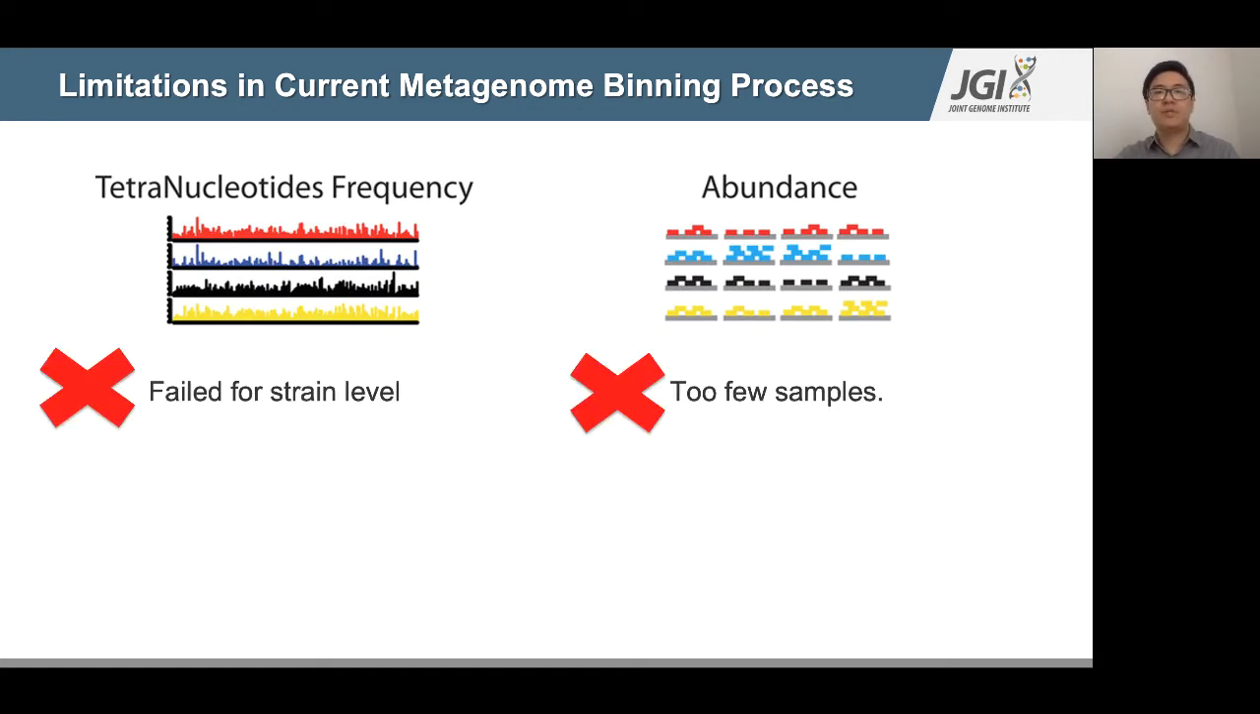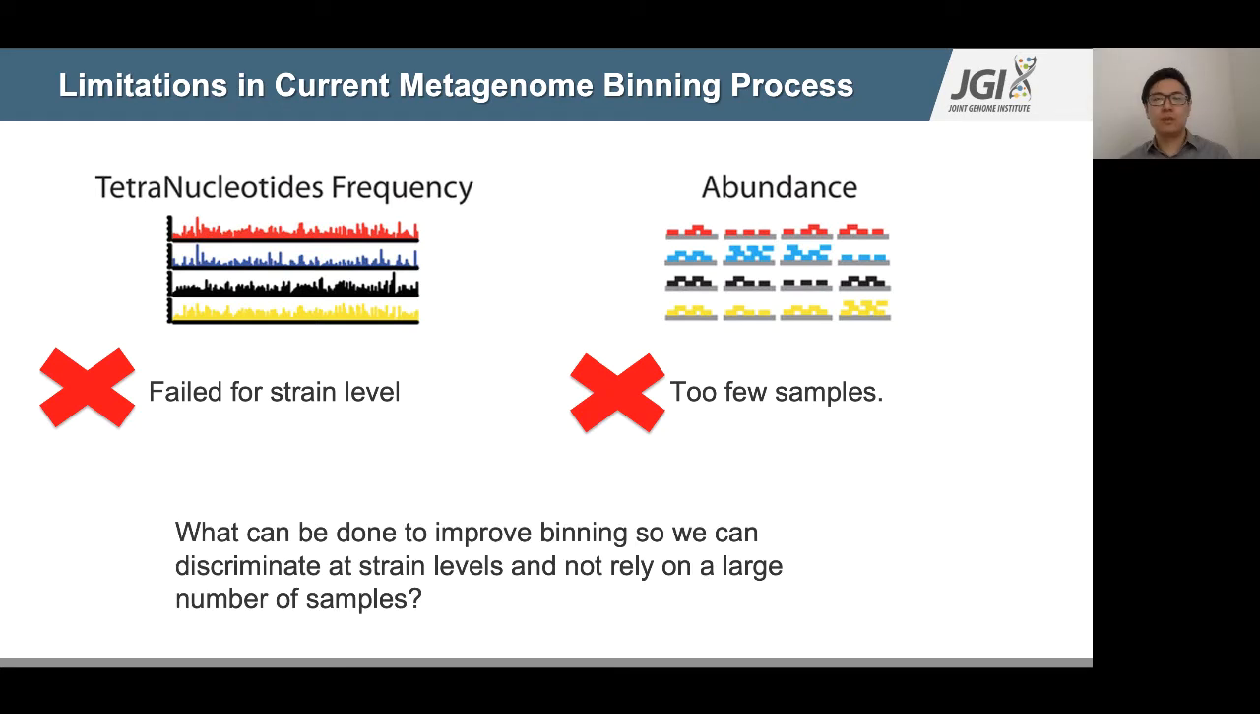Tetranucleotide frequency doesn't work very well among highly similar species or strains, as it is unable to distinguish them apart. In single samples, abundance covariance does not work very well because you have only one sample. In the long run, having to conduct multiple sampling for the same experiment could become quite expensive. So what can be done to improve binning so that we can discriminate at strain levels and not rely on a large number of samples?